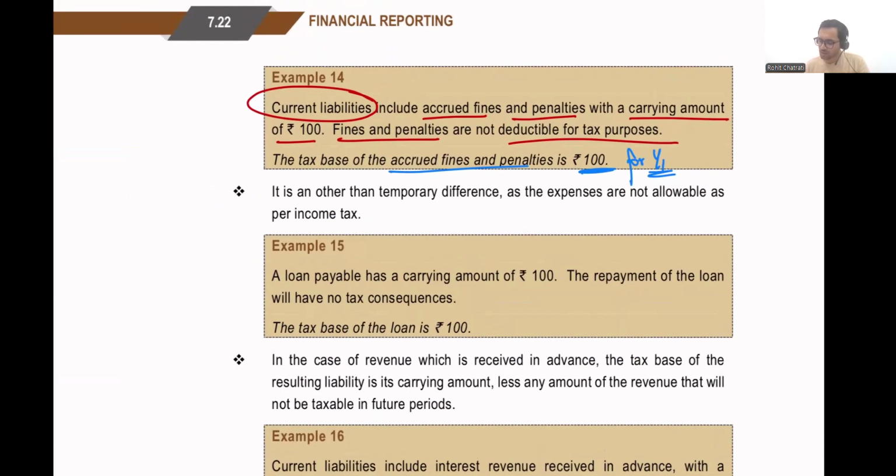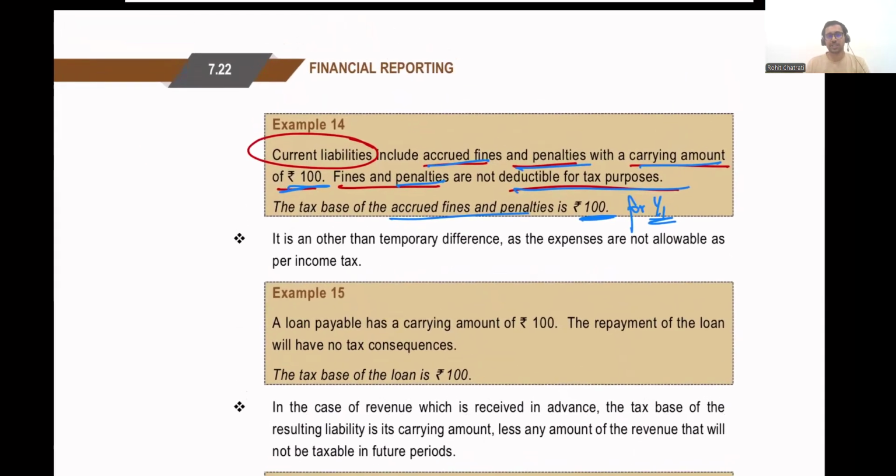Current liability includes accrued fines and penalties with a carrying amount of rupees 100. The fines and penalties are not deductible at all for tax purposes. All right, over here, fines and penalties are not deductible on a payment basis or on an accrual basis. So therefore, the tax base, if you think of it, is going to be carrying amount of 100.